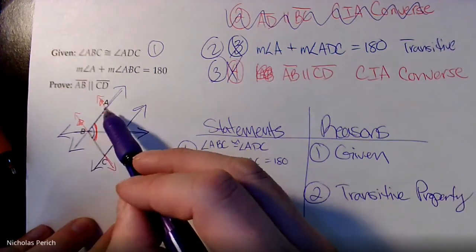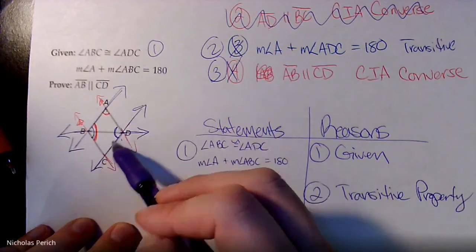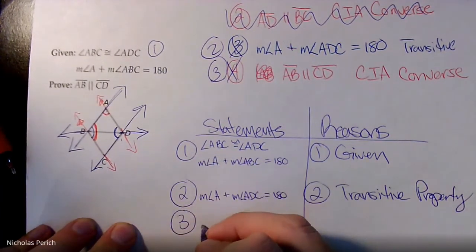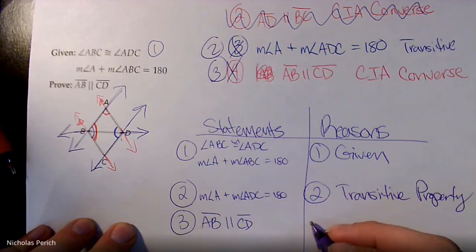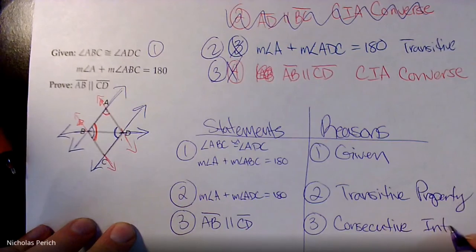And since these two guys are the same, that would make these guys parallel to each other, which is what I'm trying to do. So AB is parallel to CD, and that's the consecutive interior angles converse.